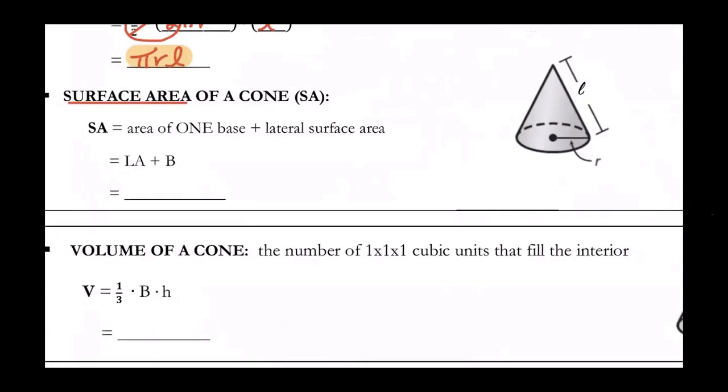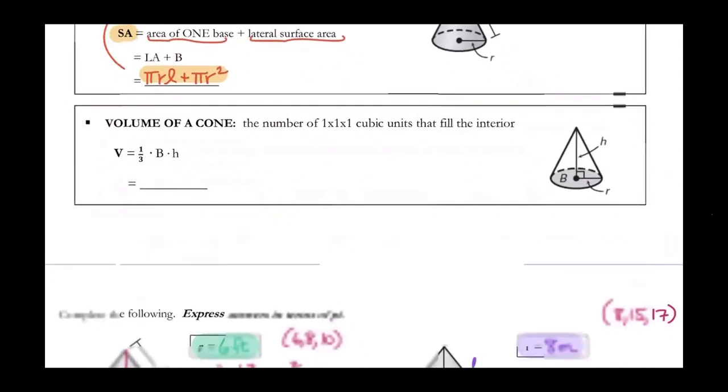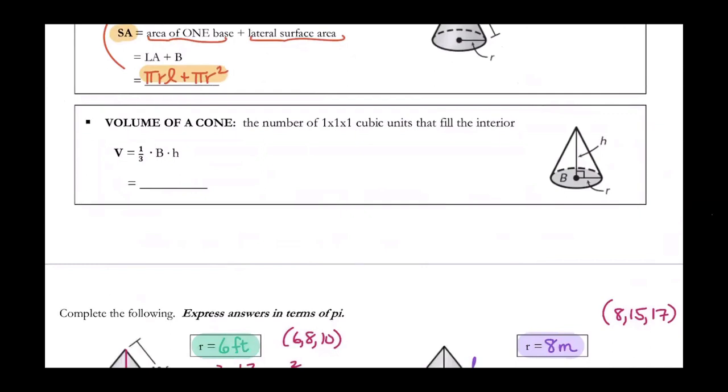Total surface area for a cone: lateral area plus 1 base. The lateral area that we had from up there was pi r L, and the area of the base, it's a circle, so it's pi r squared. For volume, the volume of a cone is 1/3 the volume of a cylinder with the same base area and the same height. So you're doing area of the base times the height and then dividing by 3. The area of the base is pi r squared because it's a circle. Volume is 1/3 pi r squared times height.